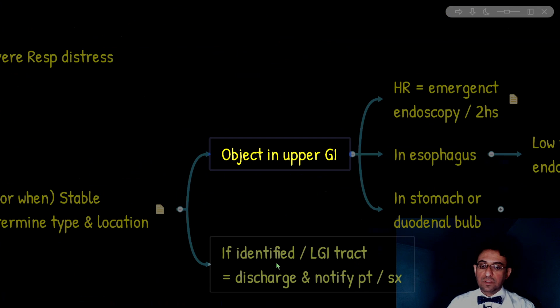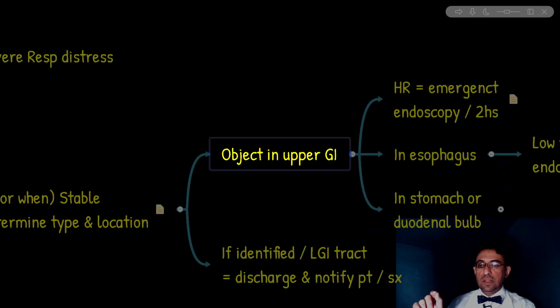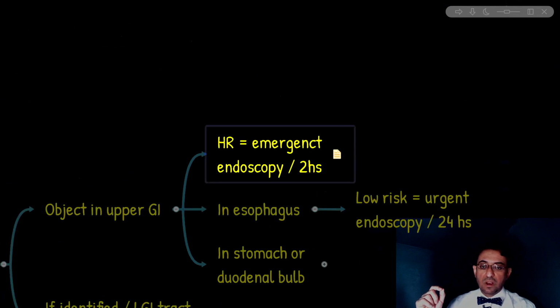If the object is identified in the lower GI tract, we just discharge the patient and notify the patient about the possible symptoms, with one caveat: that's if we have ruled out the possibility of high-risk objects. That's usually objects that are sharp, or more than 24 hours in the lumen, or if the object is a battery. Also, if the object is in the upper GI and has any of these high-risk features, we need to perform emergent endoscopy. What's that? Performing emergent endoscopy means performing it within 2 hours.